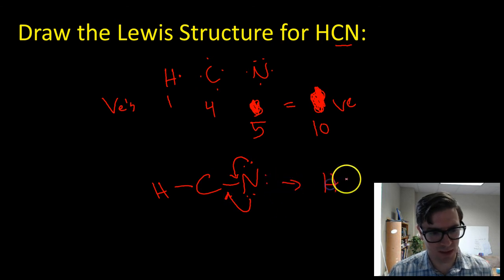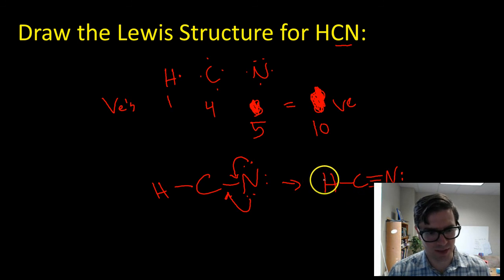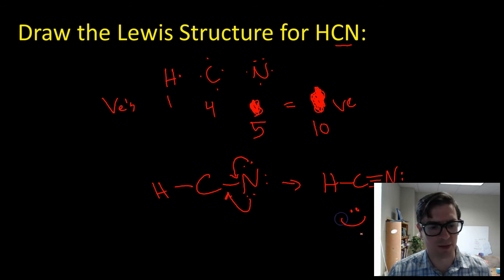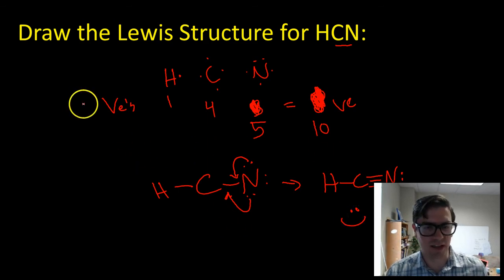So HC, 1, 2, 3 bonds. Nitrogen still has 1 lone pair remaining. Now we do our counting. Nitrogen has 1, 2, 3, 4, 5, 6, 7, 8, and carbon has 1, 2, 3, 4, 5, 6, 7, 8. So everybody's happy. Okay, so that's how you do that. Again, we're going to get some more practice with this tomorrow, and I'll see you in class then.